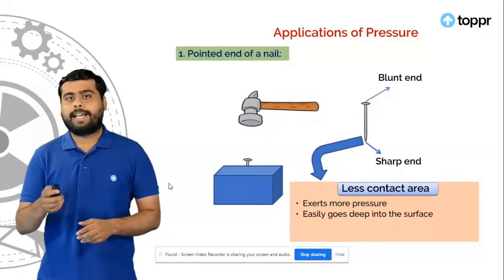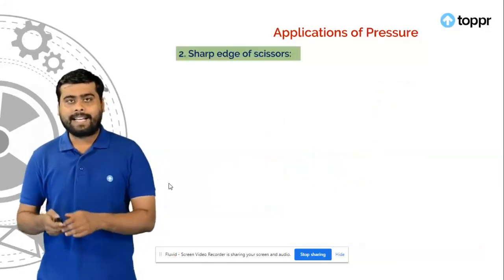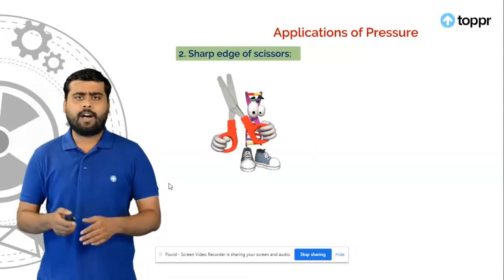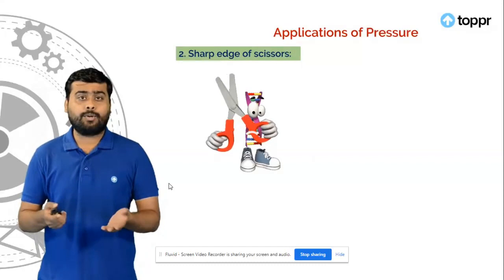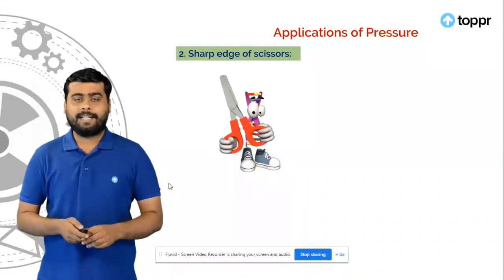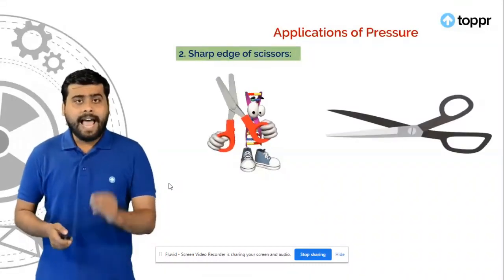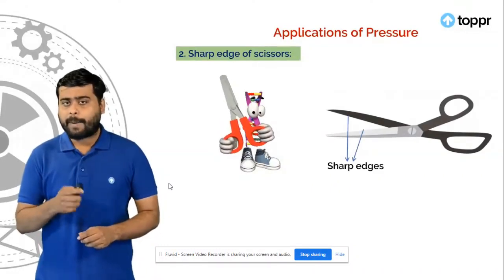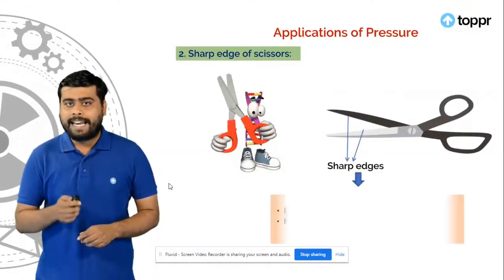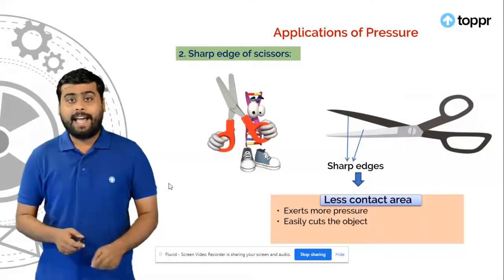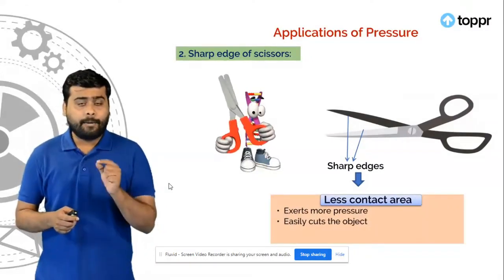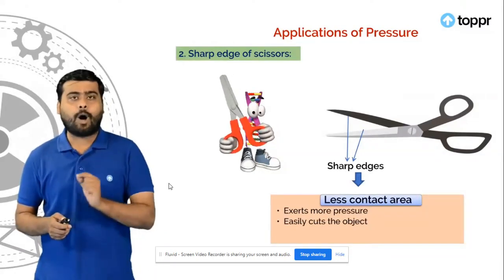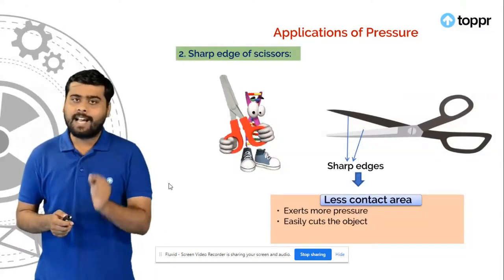Now let's move to the next example, and that is the sharp edges of scissors. Now you have seen these scissors, right? What do we do with that? We cut some objects. Now the scissor has two sharp edges. These sharp edges have very less contact area, and that's why they will exert more pressure, hence it is easy to cut the objects using these sharp edges.